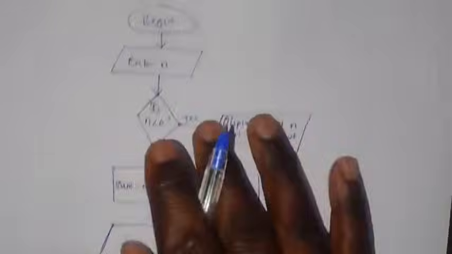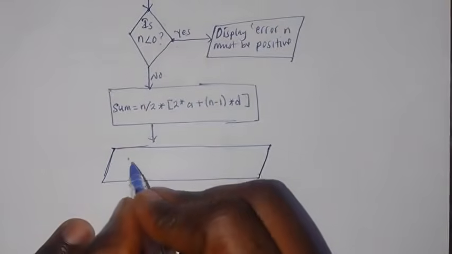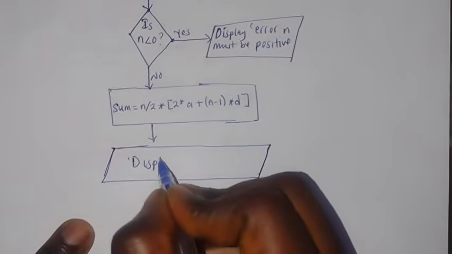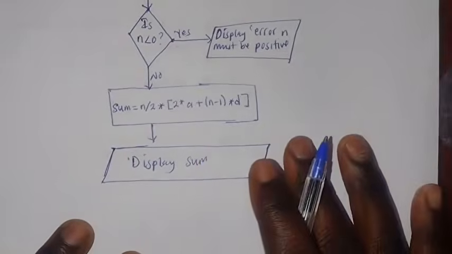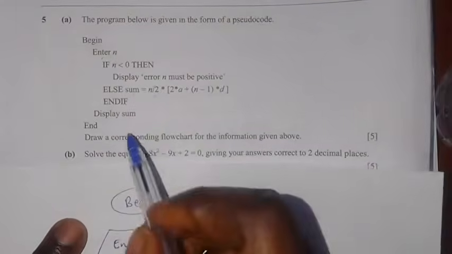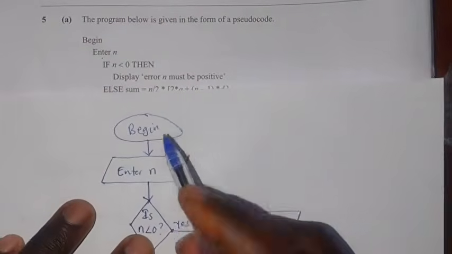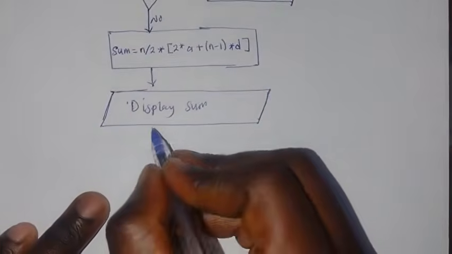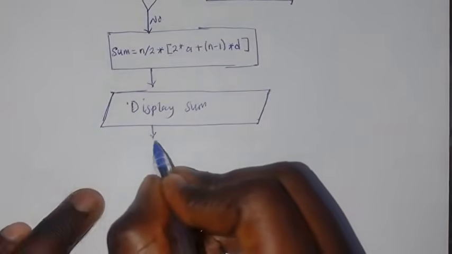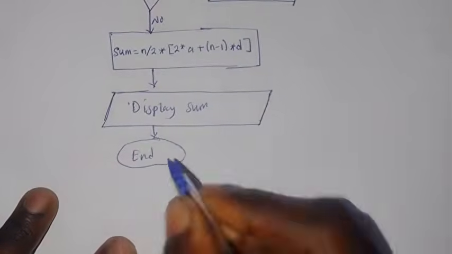So what is here? They said display sum. So that's what we're just going to write here. We just say display sum. Then from here, what's coming after display sum? There is ending of the program. So if we use this one to begin, we use the same oval shape for ending the program. So we're going to write it here. Then we can even write end.